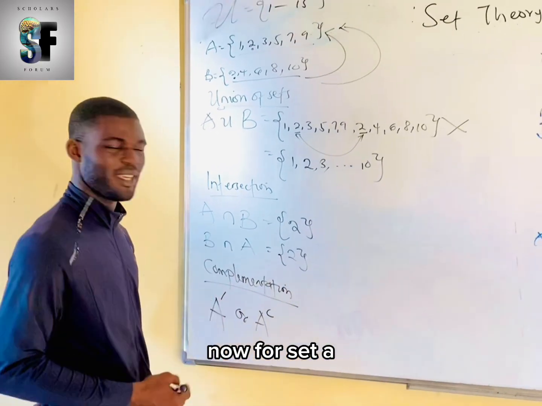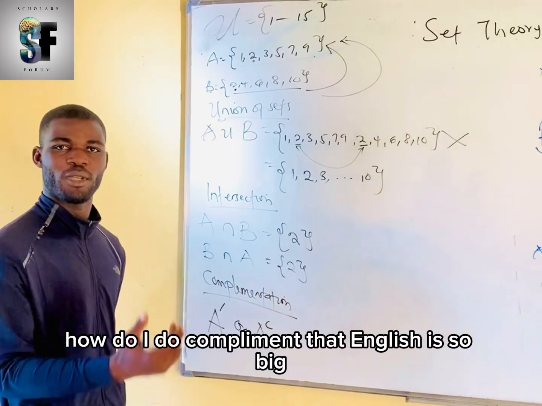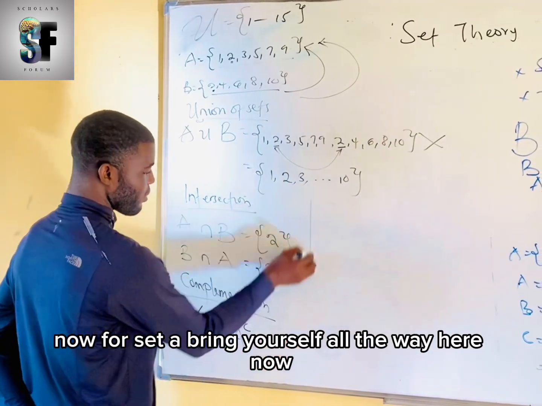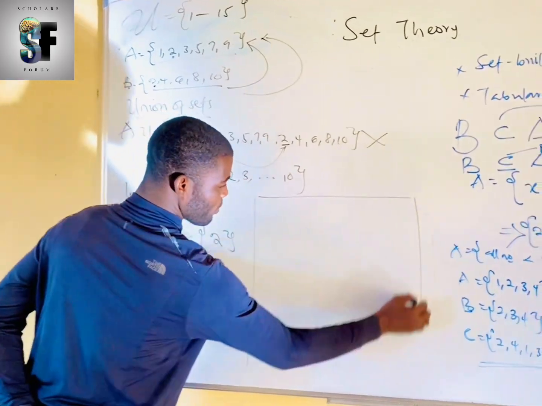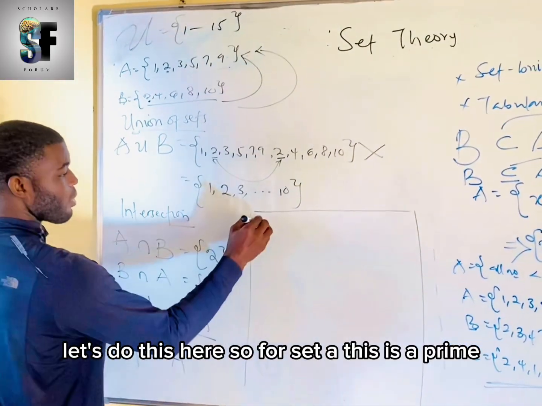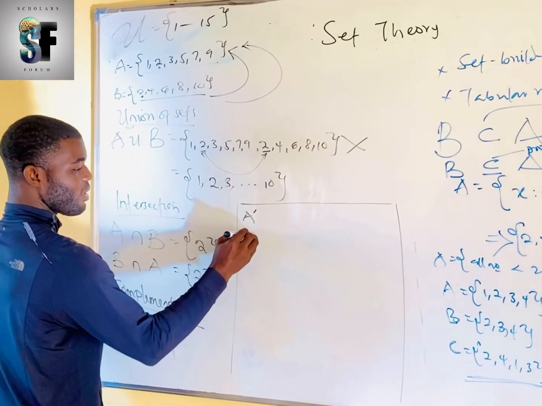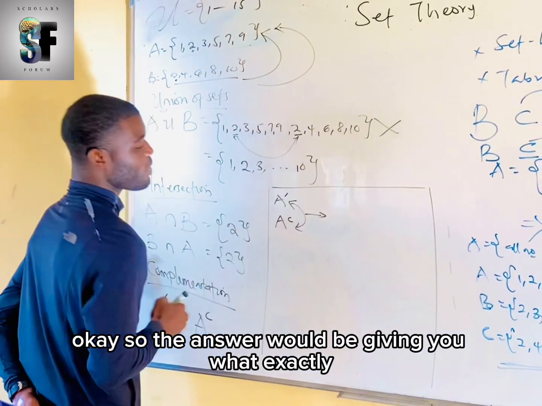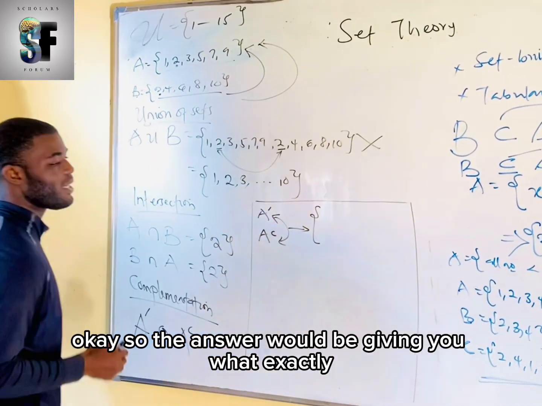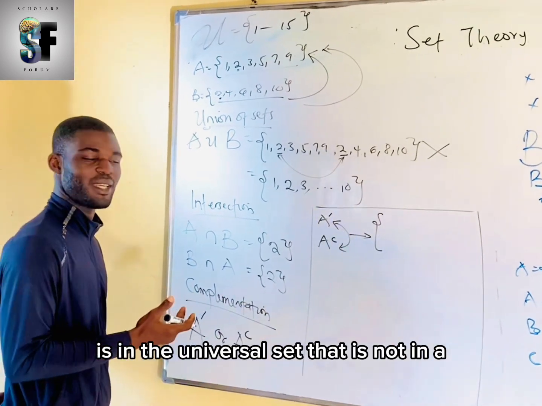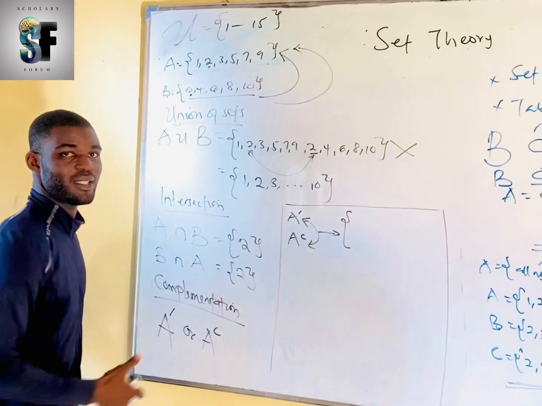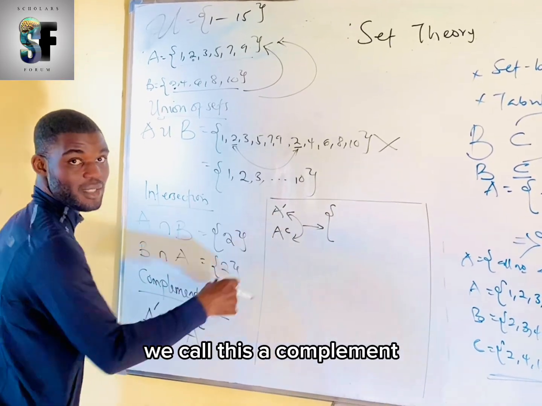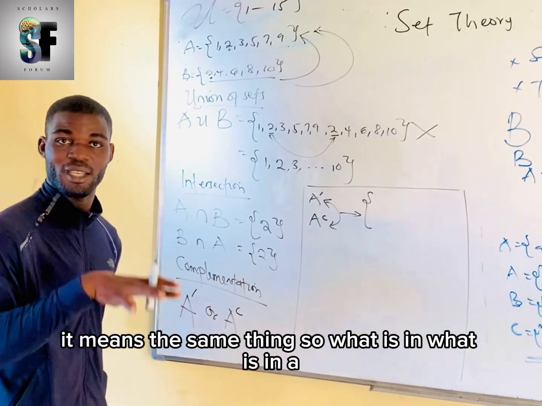Now for set A, how do I do complement? So let's do it together. Now for set A, bring yourself all the way here. So for set A, this is A prime, A complement, which is actually the same thing. The answer will be giving you what exactly is in the universal set that is not in A. That is the meaning of A prime. Whether prime or complement, it means the same thing.